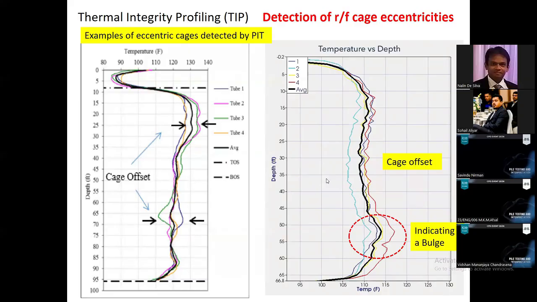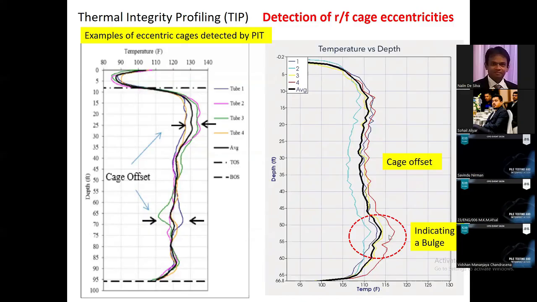Likewise. And in addition to that, you can see compared to the average temperature, there is a temperature increase in this particular region. So this is indicating a bulging. So if you have bulging, there is a large concrete cover. So higher concrete cover means it takes much longer time for the temperature to release its energy, right? Heat of hydration. So this is indicating a bulge.